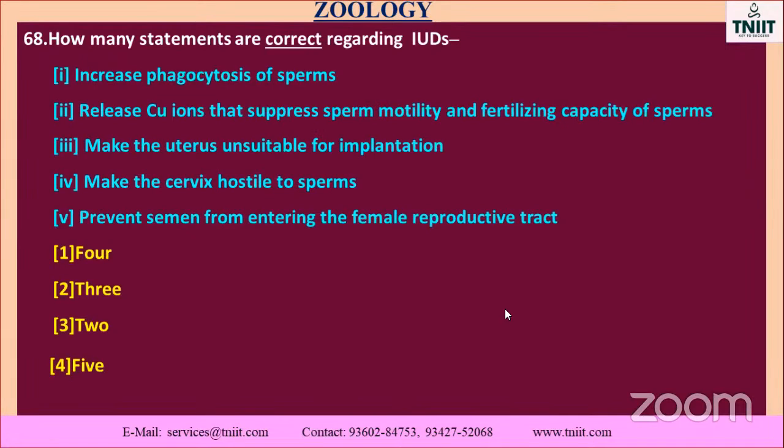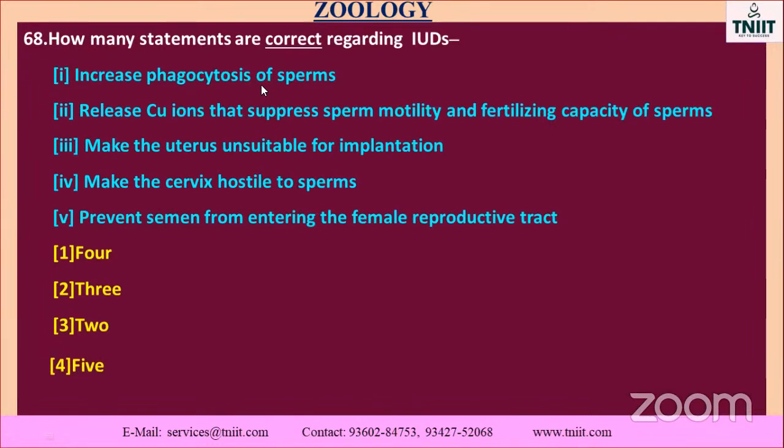How many statements are correct regarding IUD, intrauterine device? Okay, see here: increase the phagocytosis of sperm; release copper ions that suppress sperm motility and fertilization capacity of the sperm; make the uterus unsuitable for implantation; make the cervix hostile to the sperm; prevent semen from entering the female reproductive tract. Which option is correct here? Four options have been given.